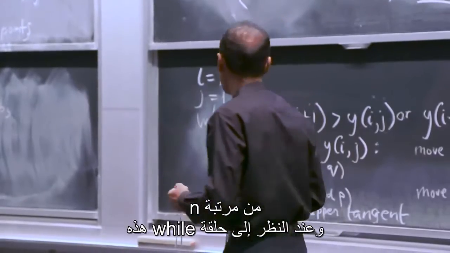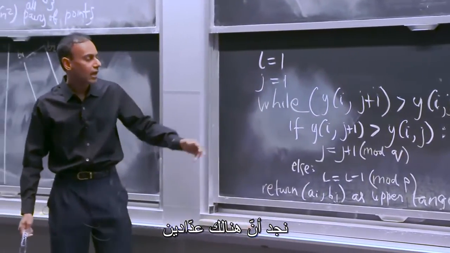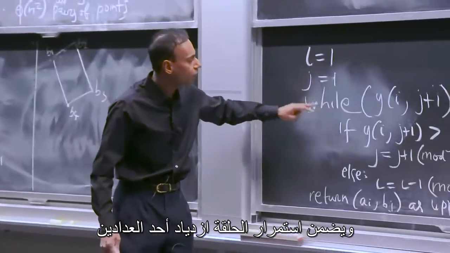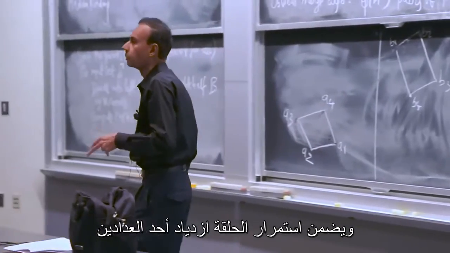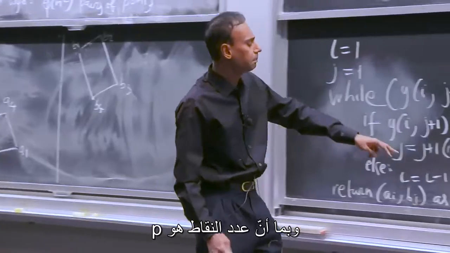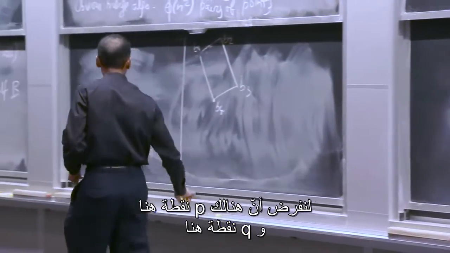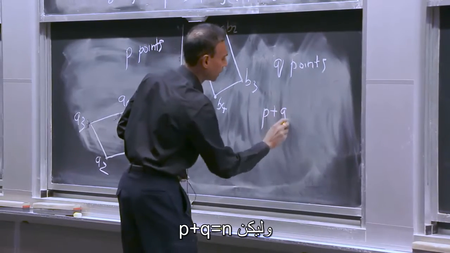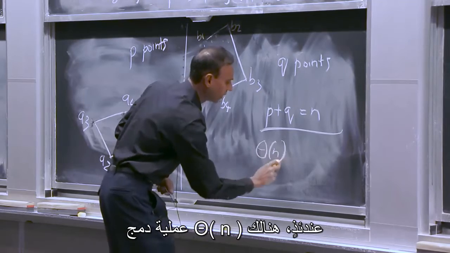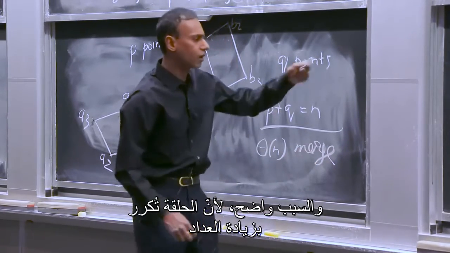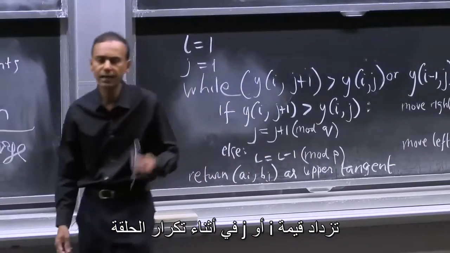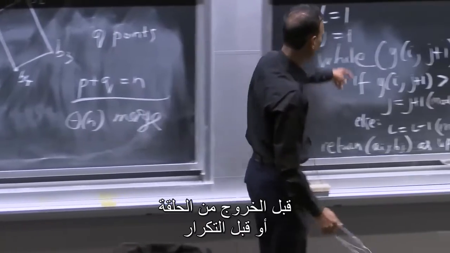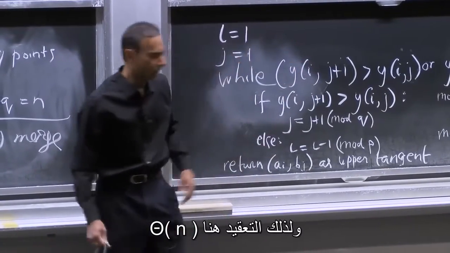It's order n, right? So what has happened here, if you look at this while loop, is that I have two counters, and I am essentially looking at two operations per loop, and either one of those counters is guaranteed to increment through the loop. So let's say I had p points here, and I have q points here, and p plus q equals n. Then I got a theta n merge, simply because I'm going to be running through and incrementing. As long as I'm in the loop, I'm going to be incrementing either the i or the j, and the maximum they can go to are p and q before I bounce out of the loop. And so that's why this is theta n.